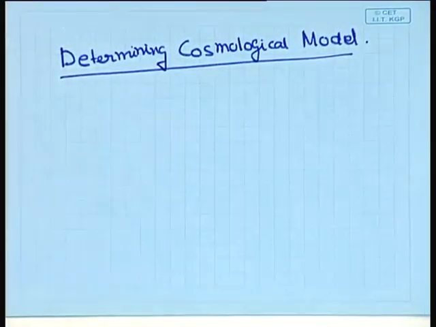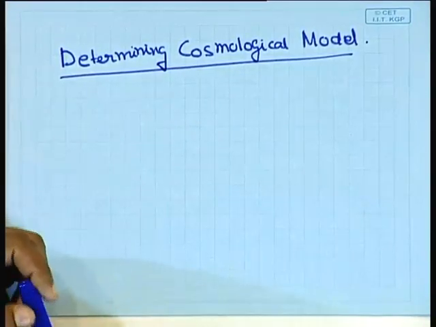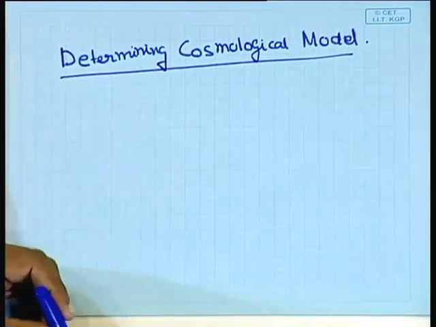So, the question is that we have discussed certain cosmological models. How do we decide what is the model that correctly describes our universe? To do this we have to match the predictions of the model against observations and see if they correctly predict the observed quantities.